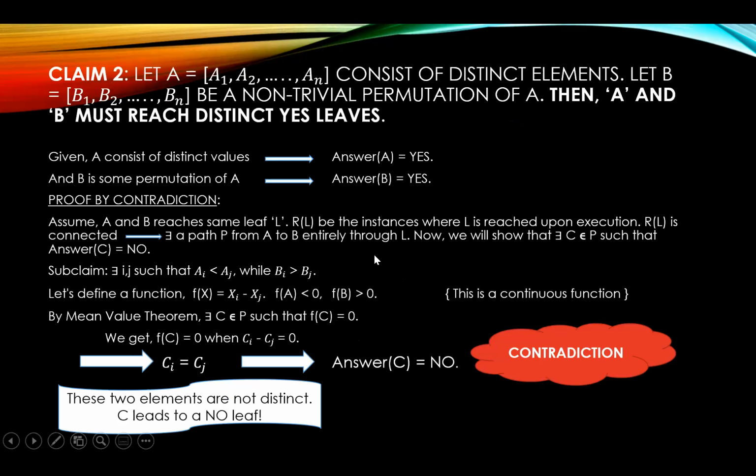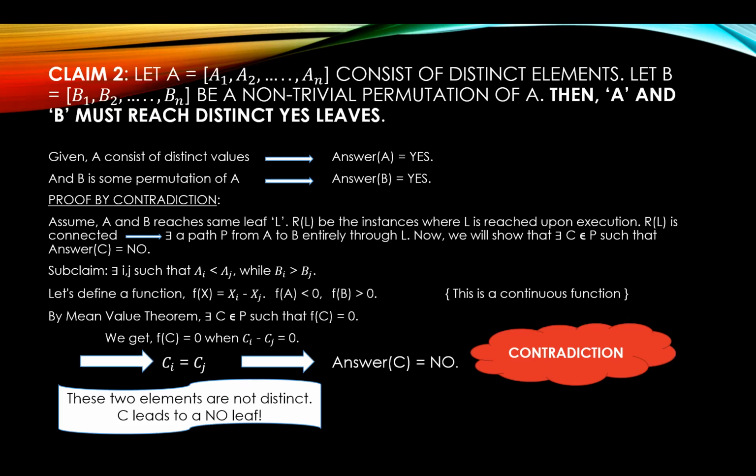Claim 2: let A consist of distinct elements, and let B be a non-trivial permutation of A. Then A and B must reach distinct S leaves. So we have been given A consists of distinct values, which means the answer of A should be S. And B is some non-trivial permutation of A. Since A has distinct elements, B also will have distinct elements. So the answer of B will be S.